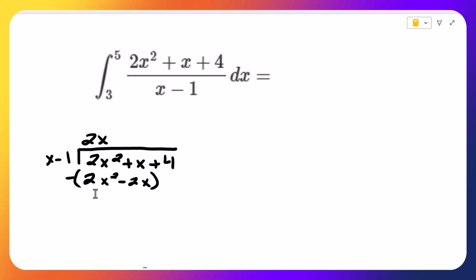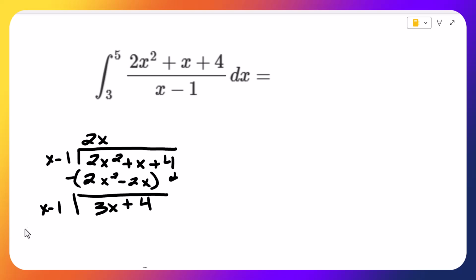I'm not going to bother distributing, but 2 minus 2 is 0. A positive minus a negative is the same as adding. So x plus 2x is 3x. So we're left with 3x, and I'm going to bring down the plus 4. So underneath here we have 3x plus 4, and now we're still dividing by x minus 1, and we're just going to repeat this process.